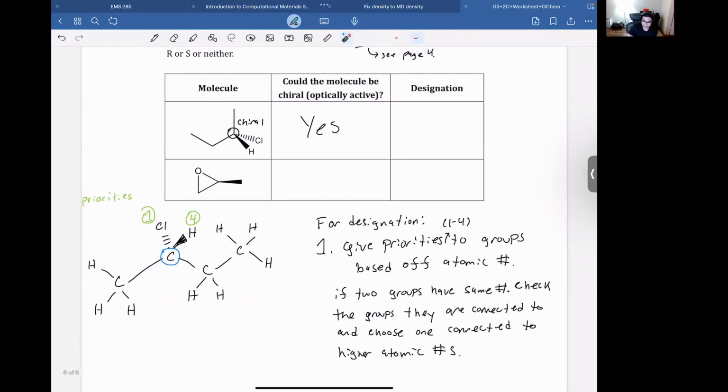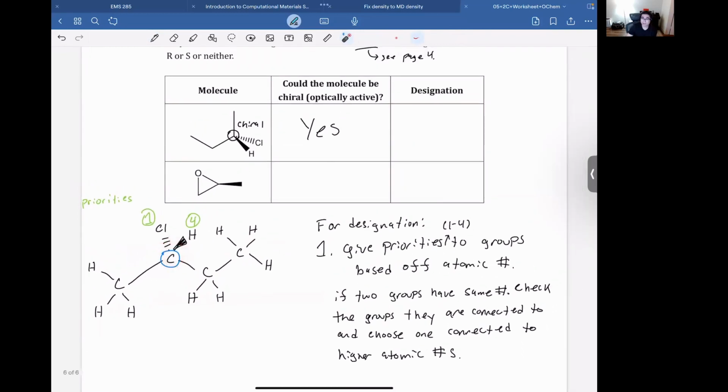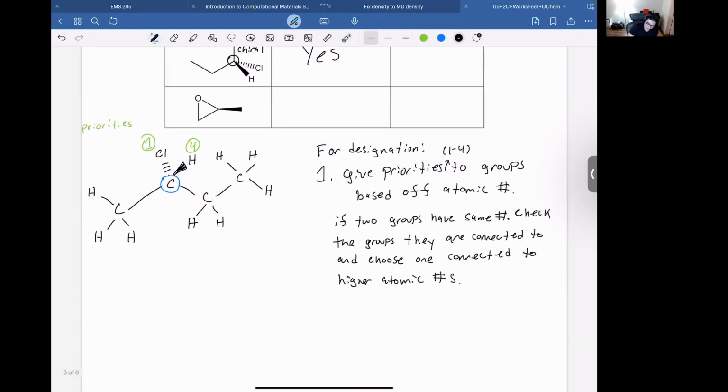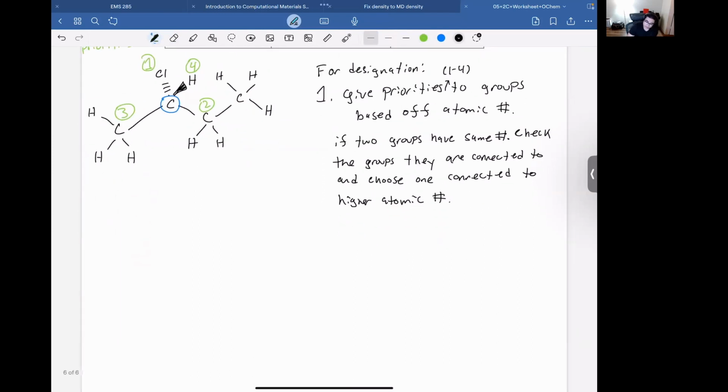If you don't look at the carbon that they are connected to, it's more clear. This one would be connected to 3 1s. This one is connected to 2 1s and a 12. So this one wins. So that one gets priority. This one is a priority of 2. That one's a 3.